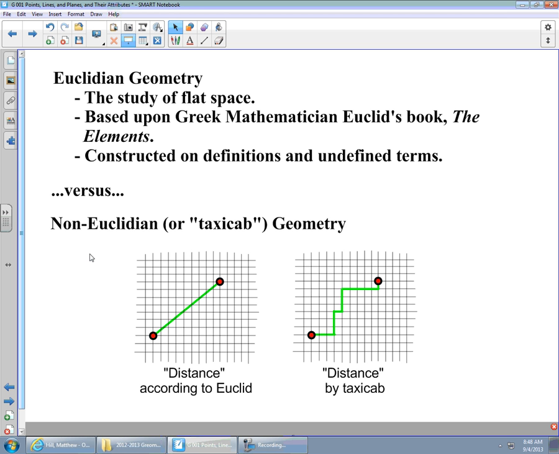Okay, so in your left-hand column there, you should have Euclidean geometry and non-Euclidean geometry. In the right side, you should have the supporting points, like Euclidean is the study of flat space, Greek mathematician, the Elements, constructed on definitions and undefined terms. Non-Euclidean in the left-hand column, okay, taxicab geometry, probably also in the left-hand column. And if you chose to do the diagrams, they might be in the right side of your paper. Pause the video if you need to.